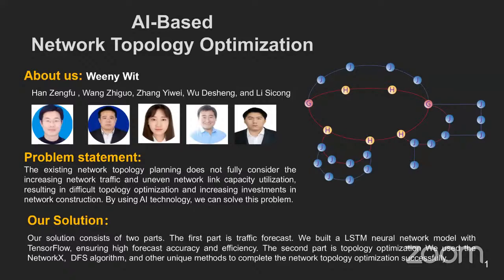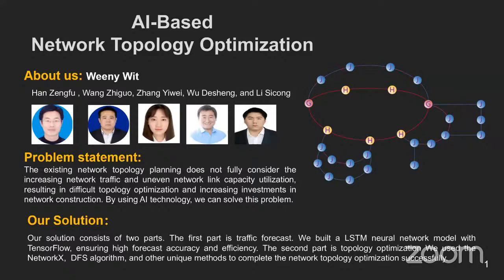In this challenge, we need to address a problem that is commonly seen today. The existing network topology planning does not fully consider the increasing network traffic and uneven network link utilization, resulting in difficult topology optimization and increasing investments in network construction.